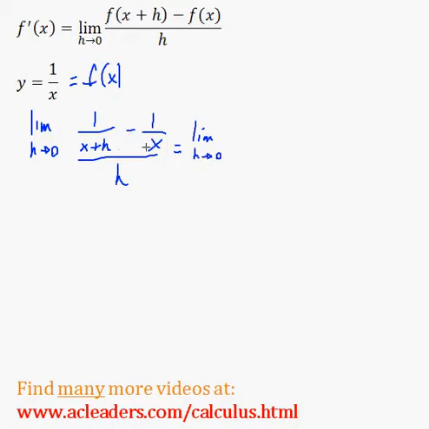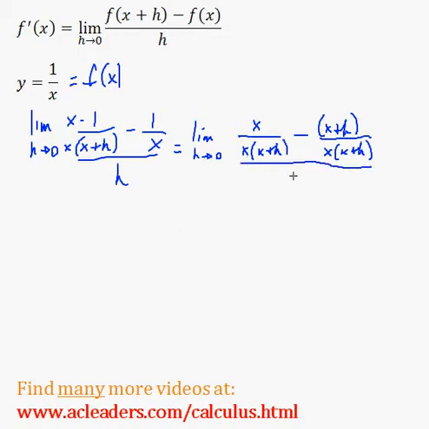Now, in order to combine these fractions, I'm going to have to find a common denominator. And that, of course, will be just x times x plus h. So I'm going to multiply the first fraction here by x over x, so I'm going to get x over x times x plus h. And the second fraction here, I'm just going to multiply by x plus h over x plus h. So I'm going to get x plus h all over x times x plus h. And of course there's a 1 here, but I don't need to show it, all over h.